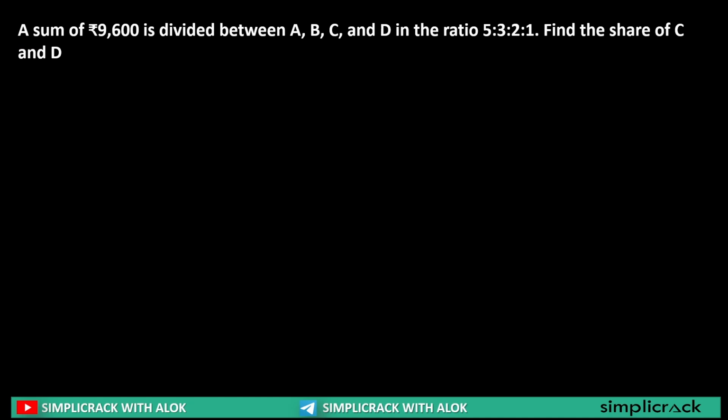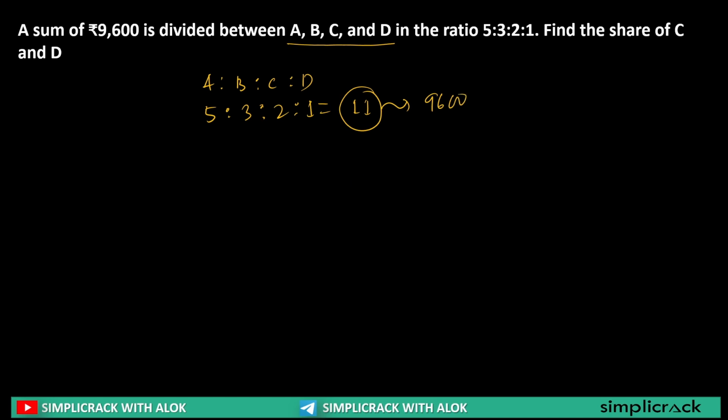See, here it has four options, but that does not mean it will be complicated. It is easy. A is to B is to C is to D is given as 5 is to 3 is to 2 is to 1. The total number of parts will be 5 plus 3, 8 plus 2, 10 plus 1, 11. This 11 is equal to 9600. So, sir, one part is equal to 9600 divided by 11.